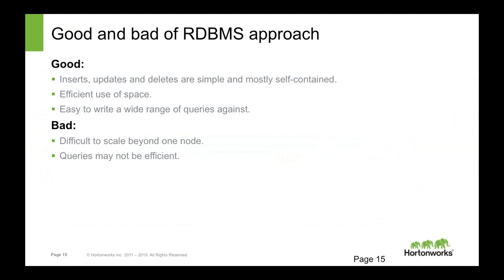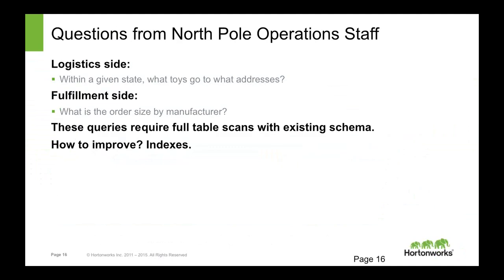The problem is that it can't scale beyond one node. Remember, relational database systems grow vertically as opposed to horizontally, and certain queries may not be efficient due to multiple joins and bad indexing. So some of the questions we could ask is, within a given state, what toys go to what addresses, and what is the order size by manufacturer?